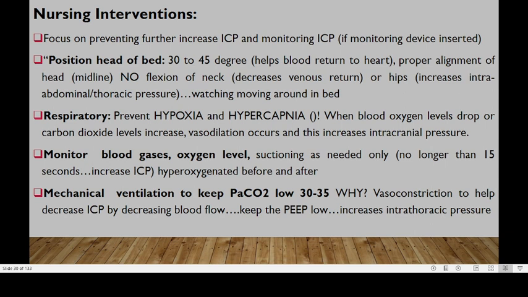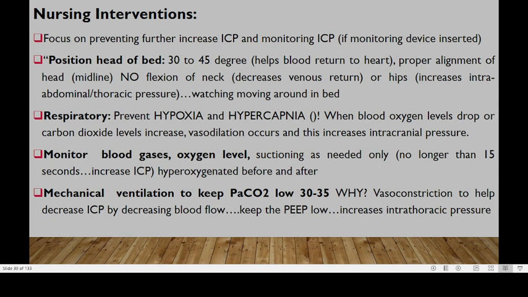Remember to position the head of the bed 30 to 40 degrees as this will help blood return to the heart and will give proper alignment of the head. So no flexion of the neck because if you flex, you're going to decrease the venous return. Or hips, if you do, it will increase intra-abdominal pressure and this again will interfere with the condition. Okay, so watch moving around. All right, you have to move around in the bed.